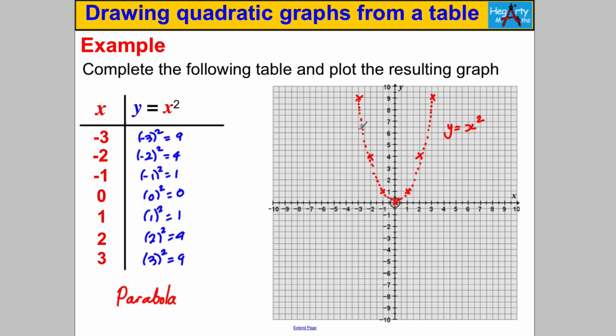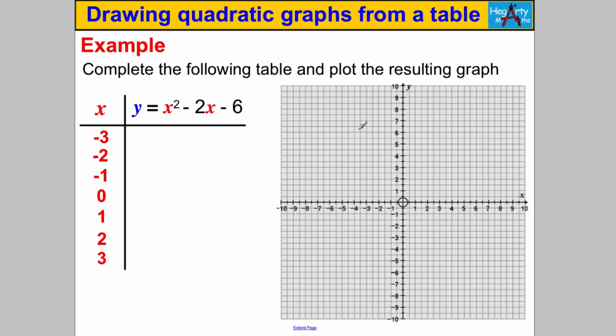Let's go on and plot another one and see how that looks in comparison. Pause the video, have a go at this. Now again, this is a quadratic, and it will give us a parabola because the highest power is x squared. So now I'm going to substitute into this expression here. You may want to pause the video or slow me down in the video. I'm not going to talk through this.